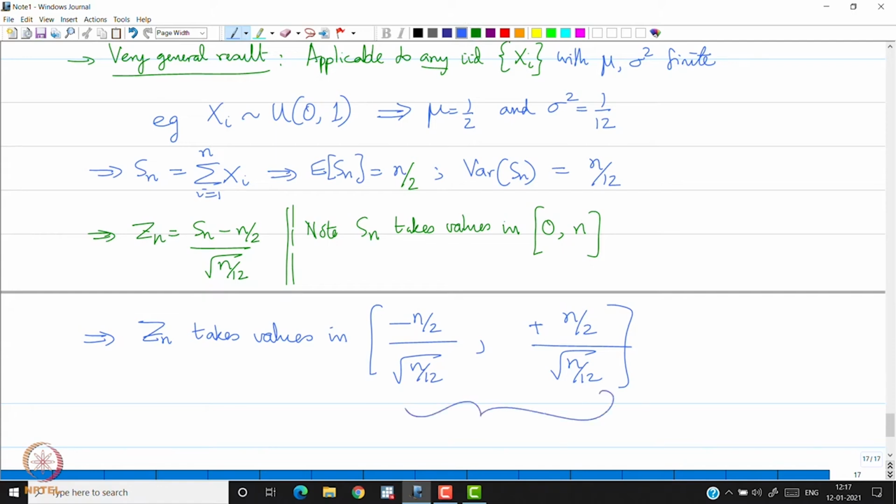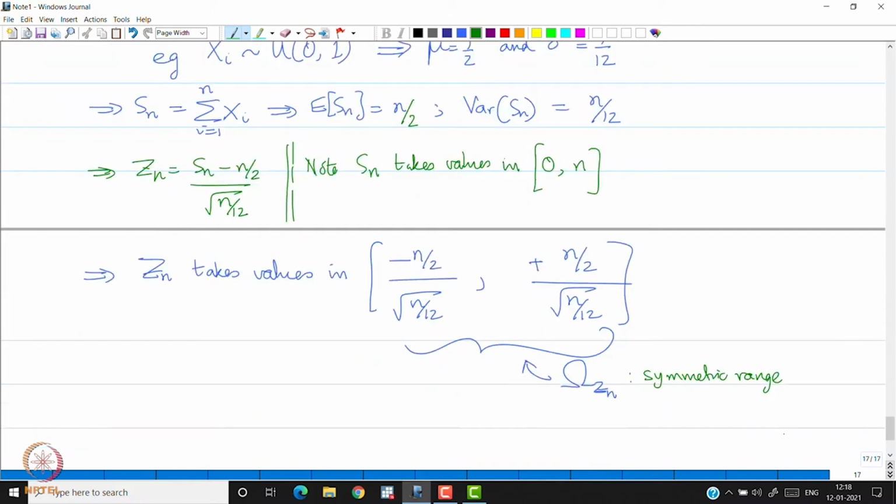So this is going to be the omega Zn, the set of values that Zn takes, right? And it's symmetric, which is the important thing that we want Zn to do. So Zn has a symmetric range for all n, all the way from 1 to infinity. Of course for small n the behavior is not going to be that noticeable.